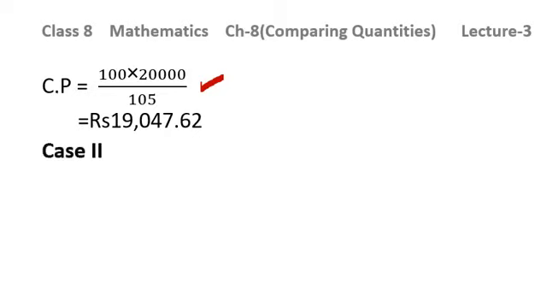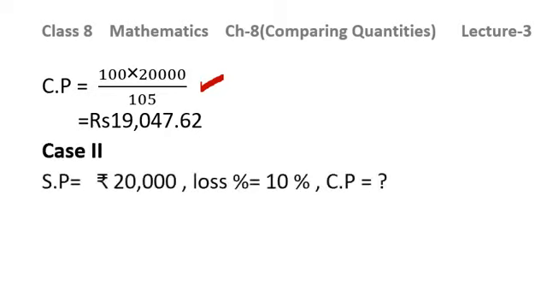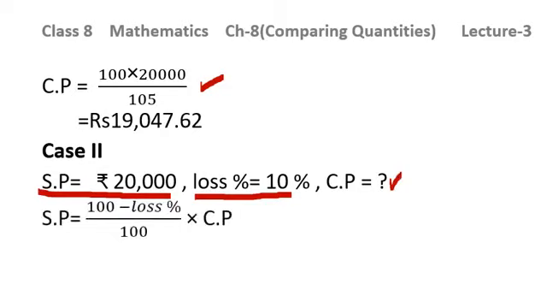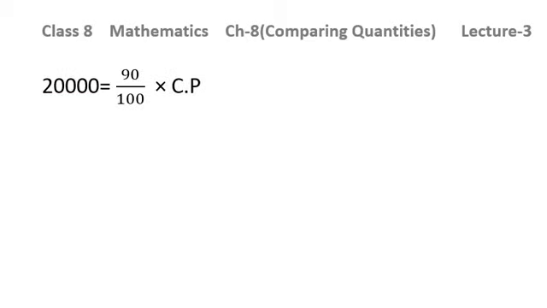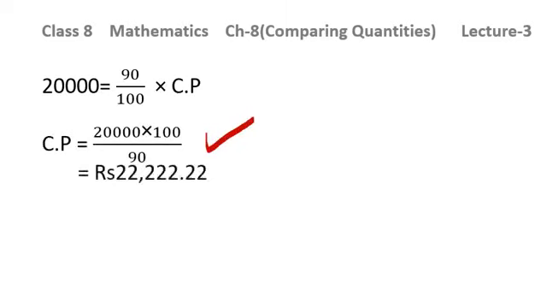Coming to the second case, the case of the second buffalo, in which there is a loss of 10%. And SP in both these cases is the same, 20,000, loss 10%. We need to calculate the CP. So here SP will be given by 100 minus loss percent over 100 into CP, as it is a loss, so it will be subtracted. So the values, 20,000 is equal to 90 over 100 into CP. If I write this formula in terms of CP, it will be 20,000 into 100 over 90, then it will be 22,222.22. So this is the CP.